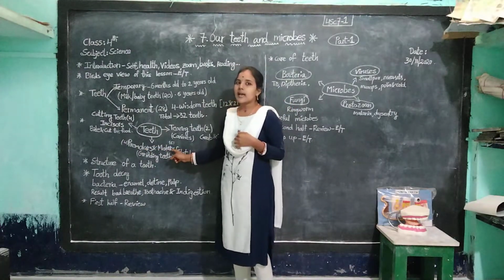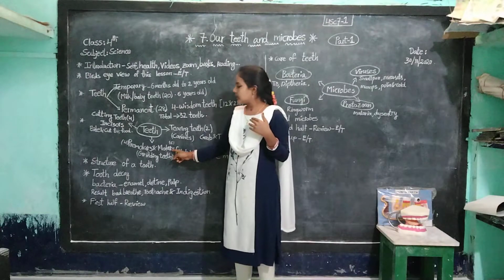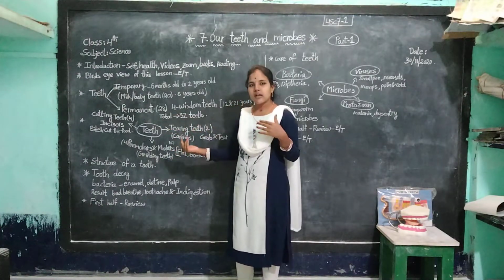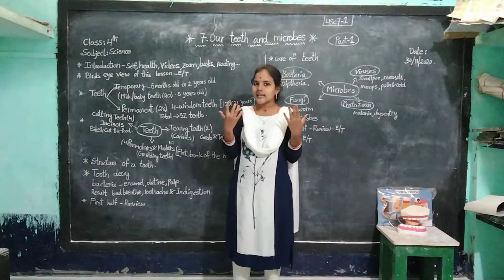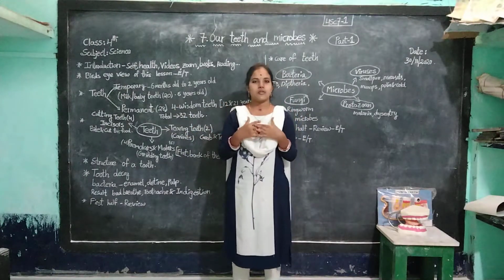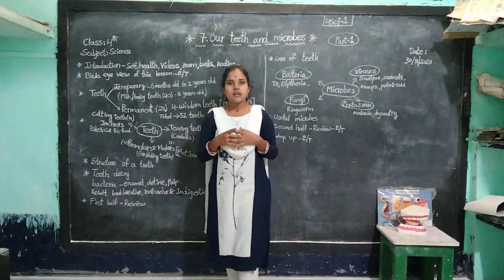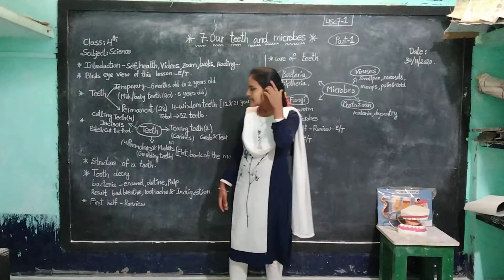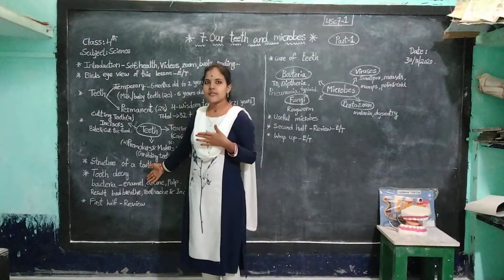And next one, molars. In each jaw we have 6 molars. That's why in 2 jaws 12. 20 plus 12, 32. We have totally 32 teeth in our mouth. Did you understand? This is about types of teeth. Next, I will explain the structure of a tooth.